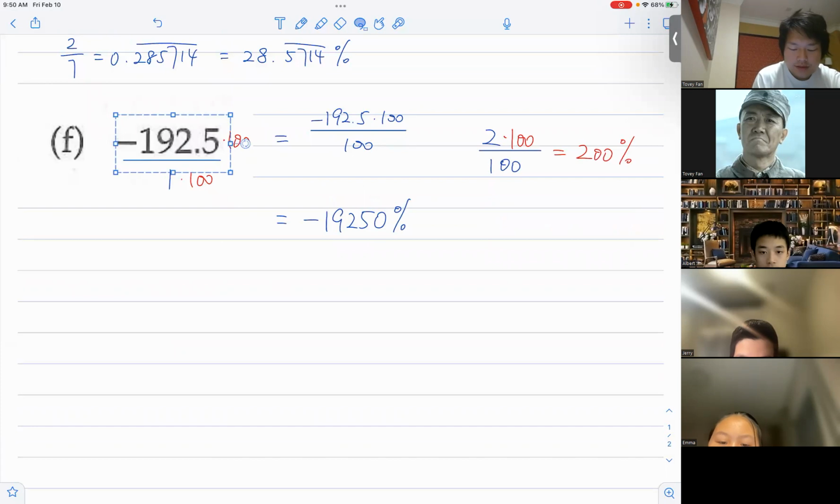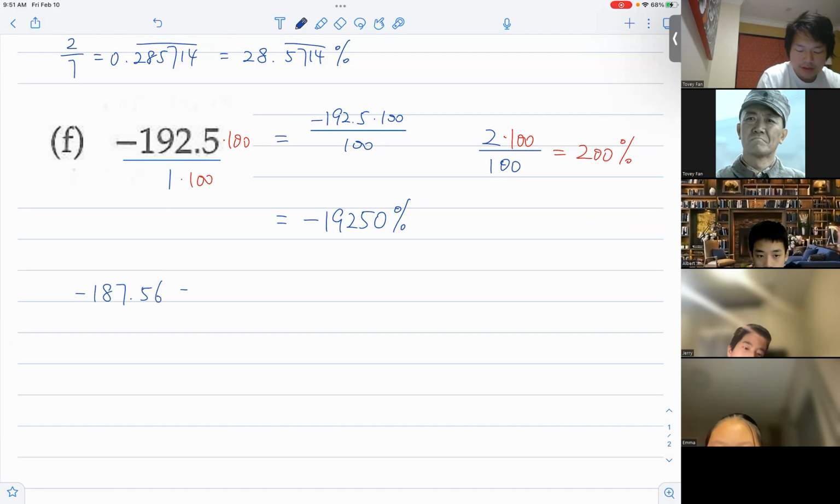So for decimals, the easiest way to do it, because we know we're going to times by 100 and divide by 100, is that dividing by 100 translates into the percentage symbol, correct? And for times by 100, you just move the decimal point to the right twice. Let's write out another example. If you want to change this into a percentage, you just need to move it twice. Negative 18756%. Done.